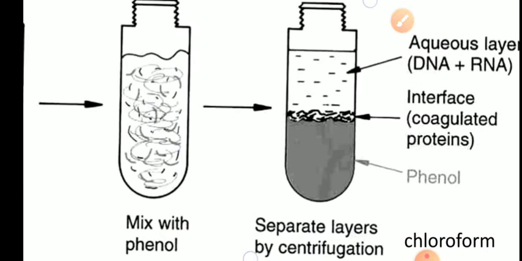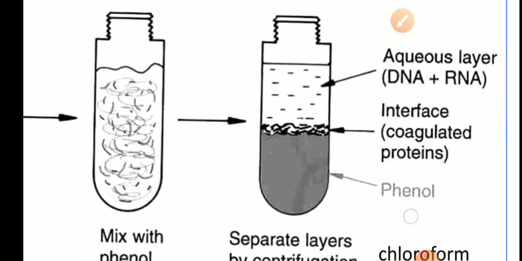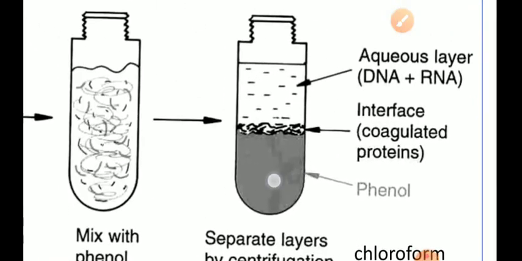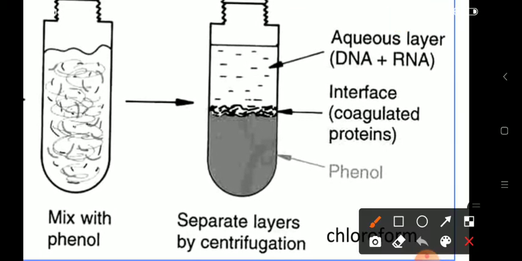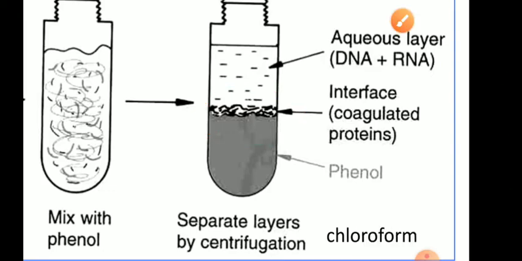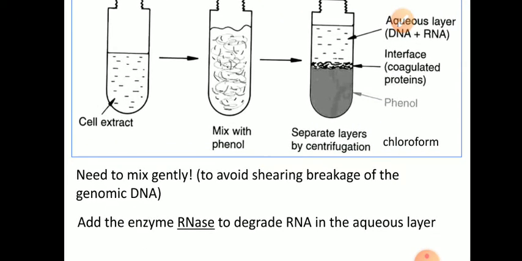As you can see in the diagram, the aqueous layer on the top contains DNA and RNA, phenol or chloroform is at the lower layer, and at the interface you can see coagulated proteins. This is the interface containing coagulated proteins. So, centrifuge and separate the proteins.